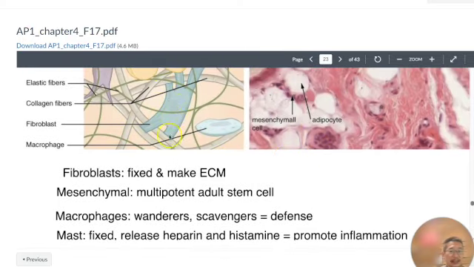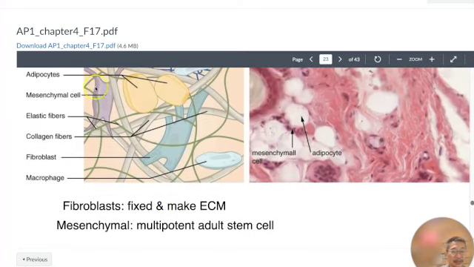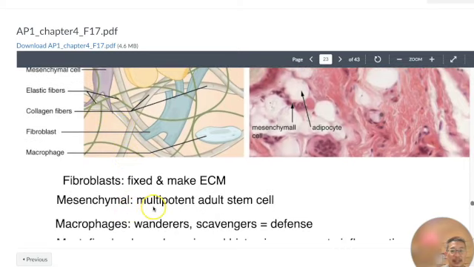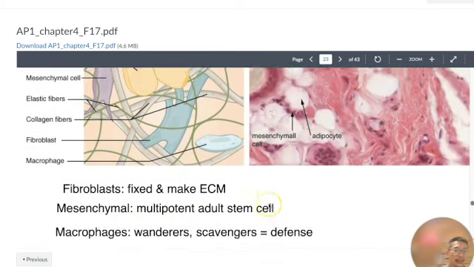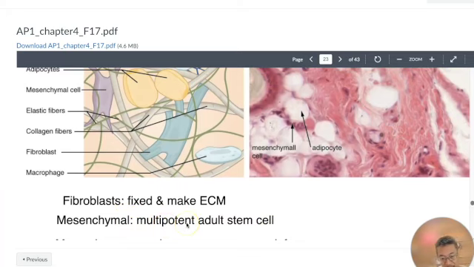So fibroblast is a cell that makes fiber, that makes the connective tissue there. It is fixed, so it's not moving. It doesn't move, and it makes the extracellular matrix. Mesenchymal cells, we saw here this purple one, it's a multipotent adult stem cell. So it's not a totipotent, which can turn into any kinds of cells. This one can only turn into its own classification.